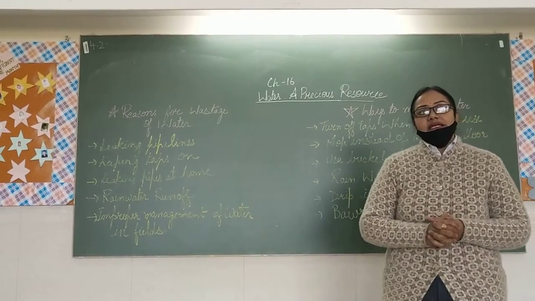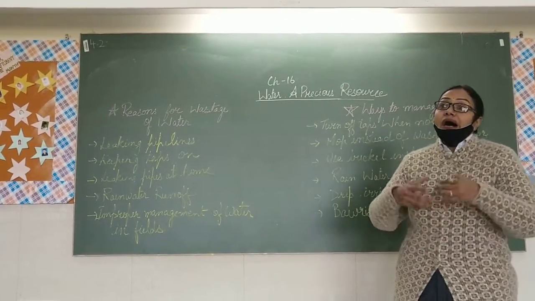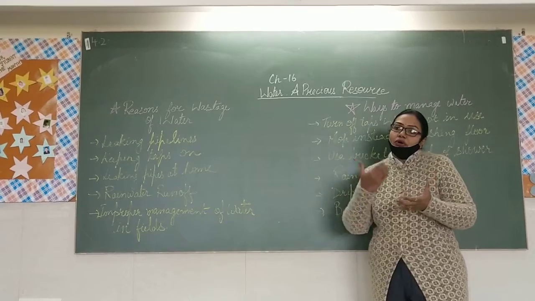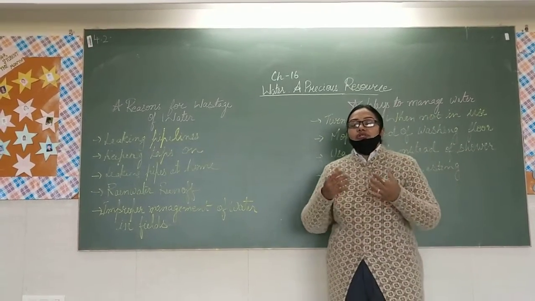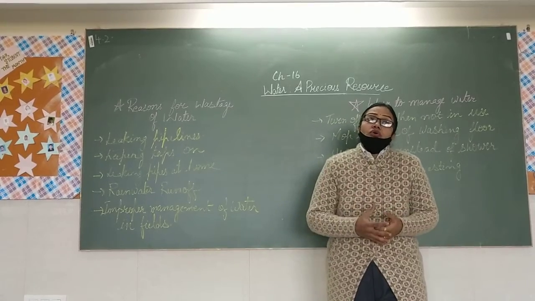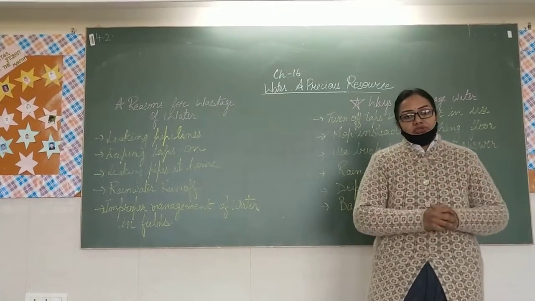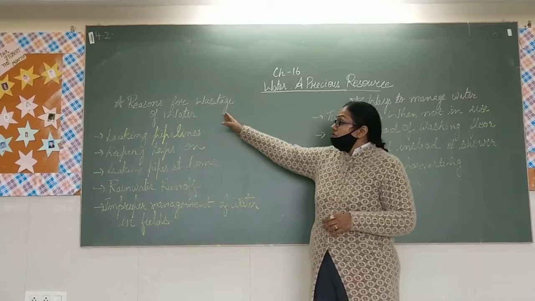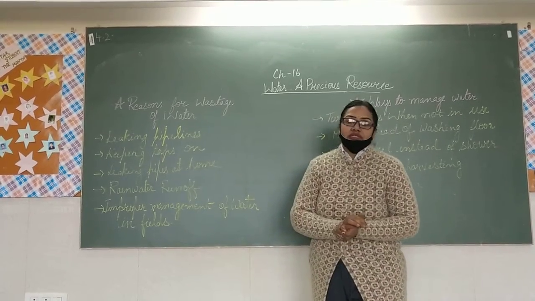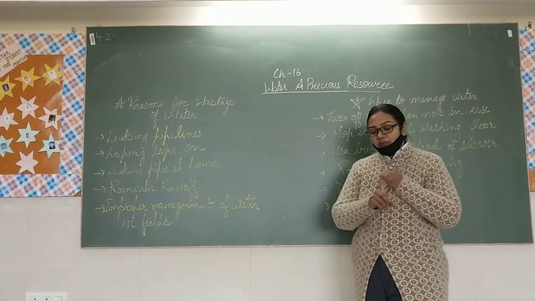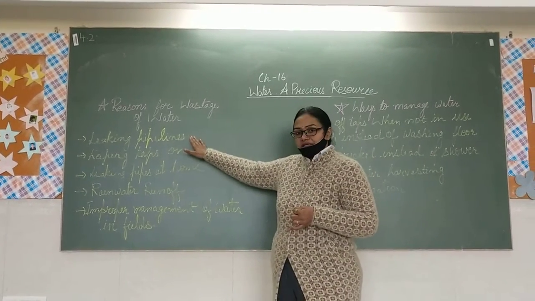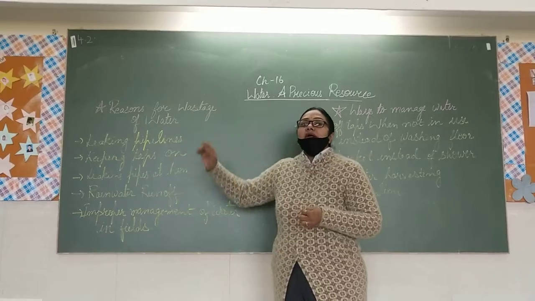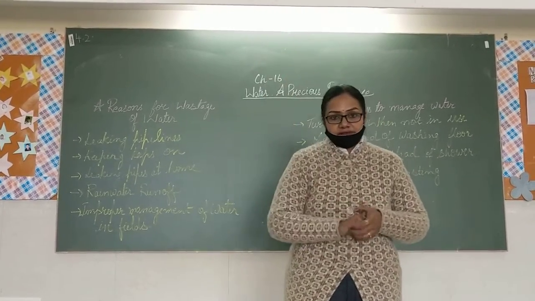So let us understand where the problems are in this system, that there is shortage of water even though water is being supplied in those areas. So let us go through the reasons of wastage of water. The first point we are going to understand is leaking pipelines. Now this occurs at the topmost level.